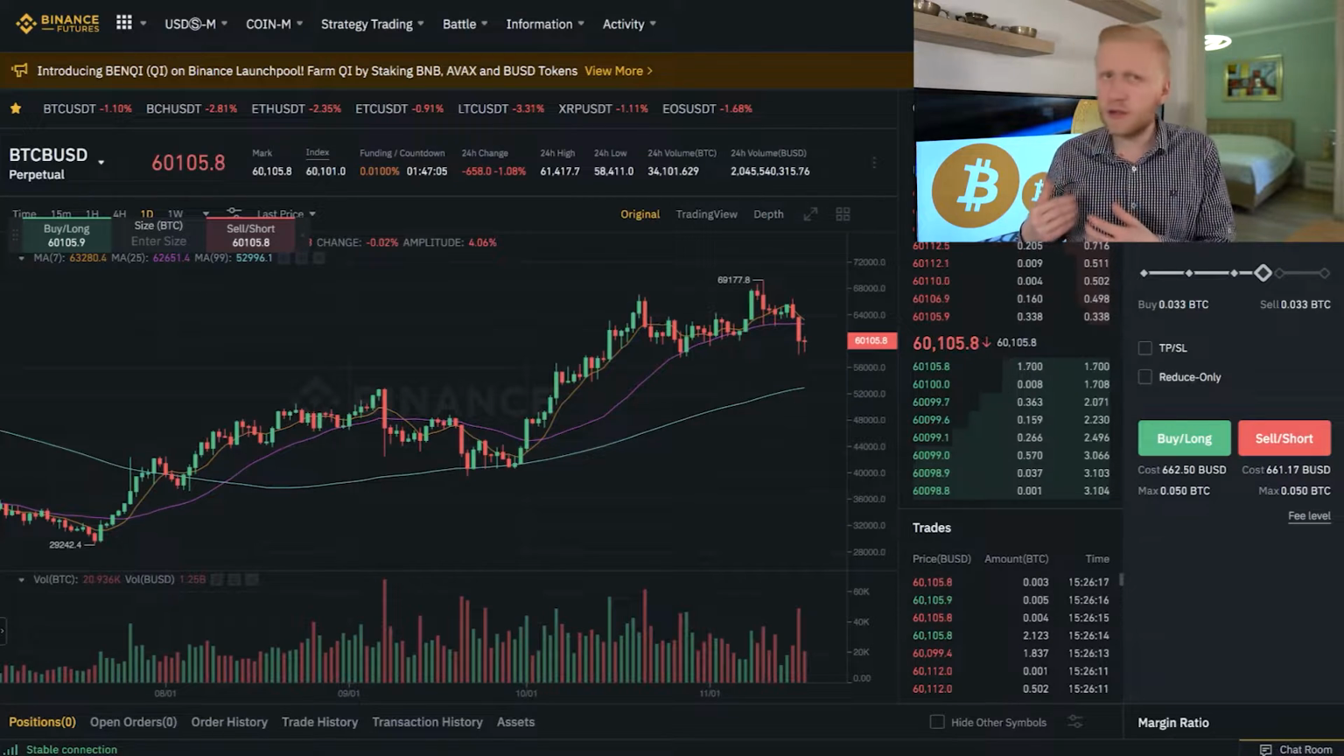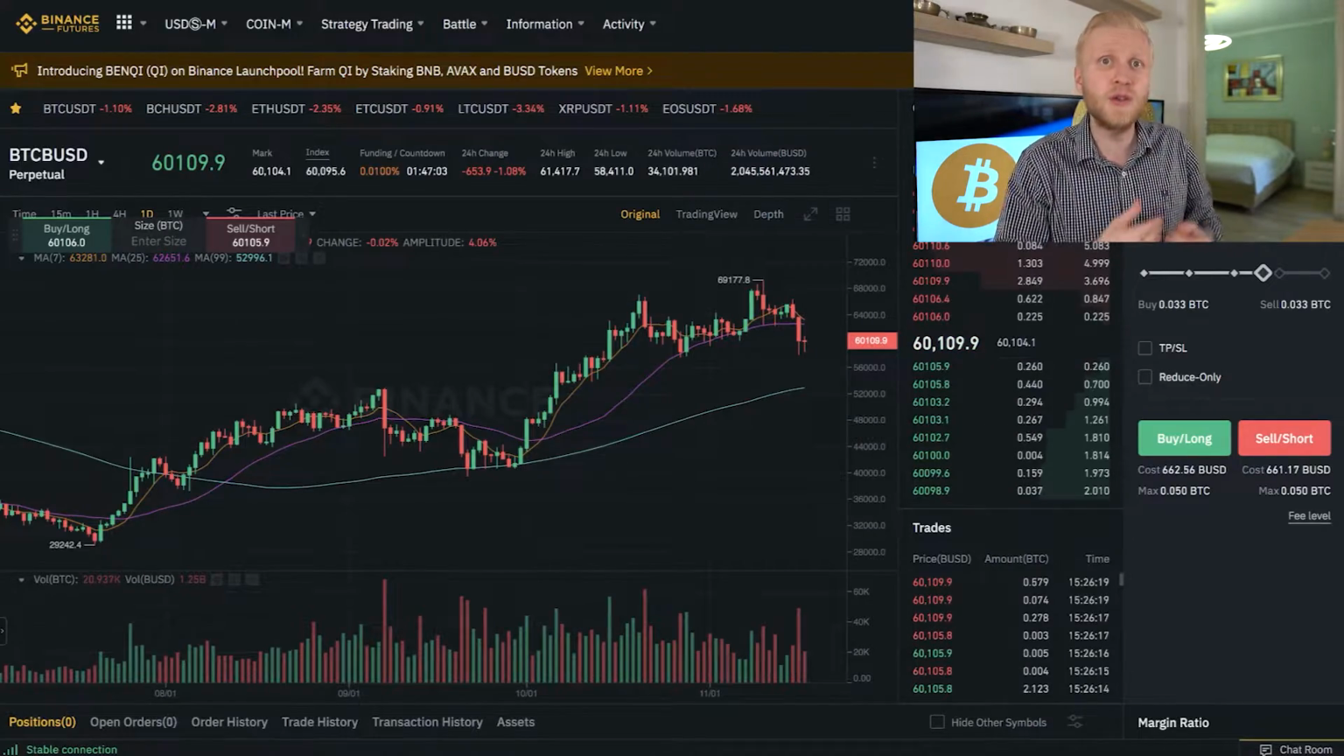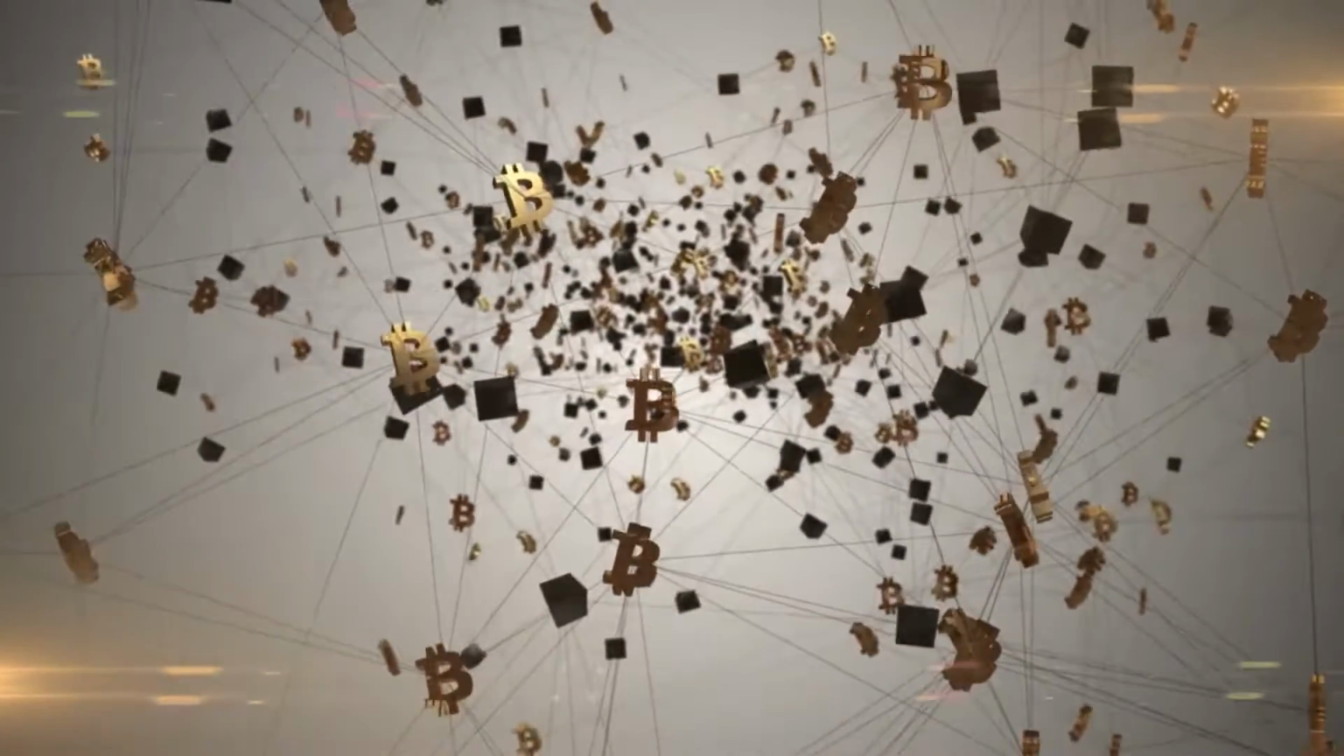But of course, holding Bitcoin directly is, in my personal opinion, the safest option, because that's the strongest money ever created, ever known to humankind.